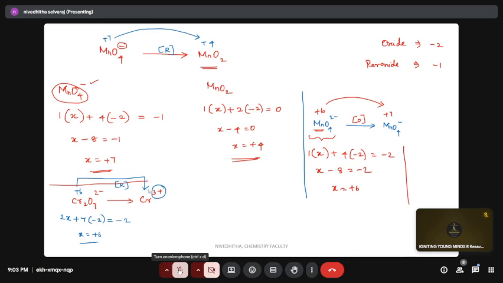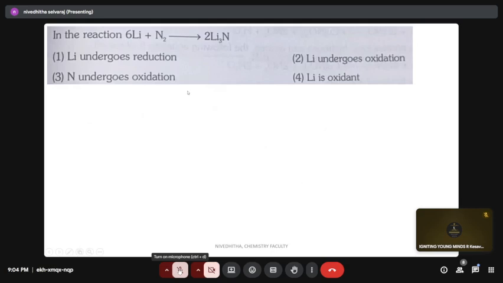Okay, I'll give you a question. I want you guys to solve this. Here is the question. There is a chemical reaction and we have 4 options, and we have to find the right option. Take your time. Apply the concept we have studied till now and tell me your answer.